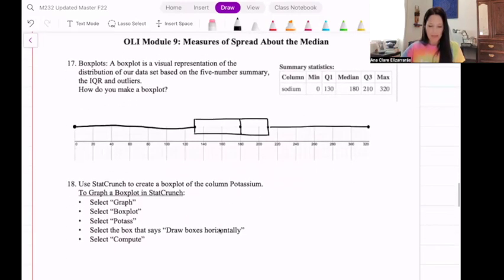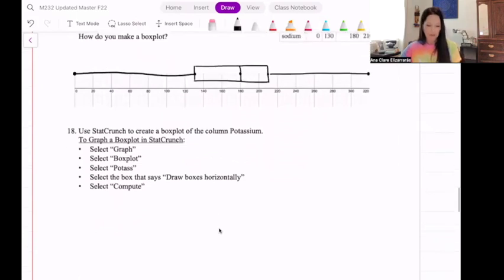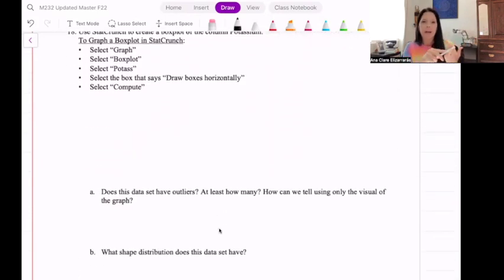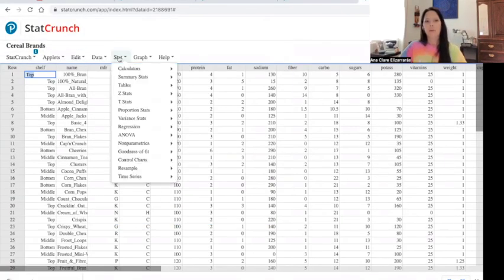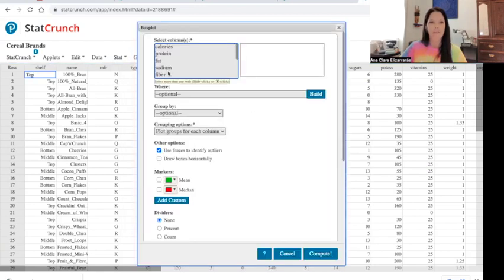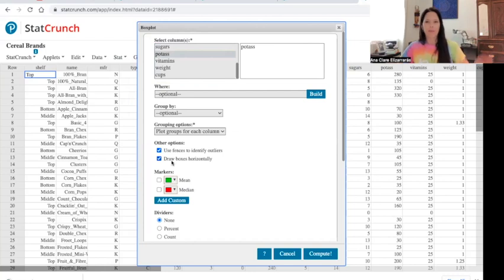Now we're going to make a box plot for potassium. So we're going to do the same steps that we did earlier for the sodium graph. And we're going to ask if there's any outliers, how many, how do we know, and what shape this distribution has. So let's switch over to StatCrunch now. And we're going to graph a box plot of potassium. Again, I'm going to draw mine horizontally just because I prefer to see a number line from left to right.